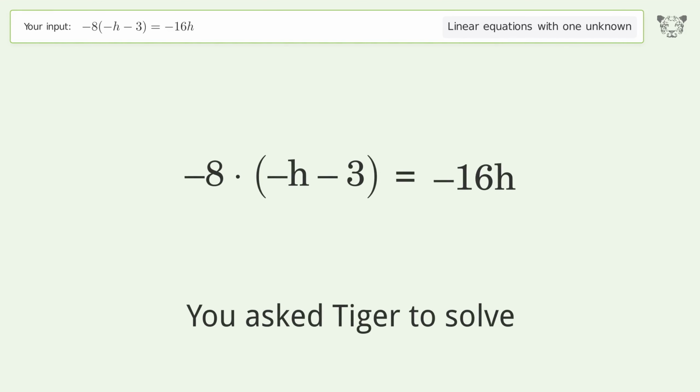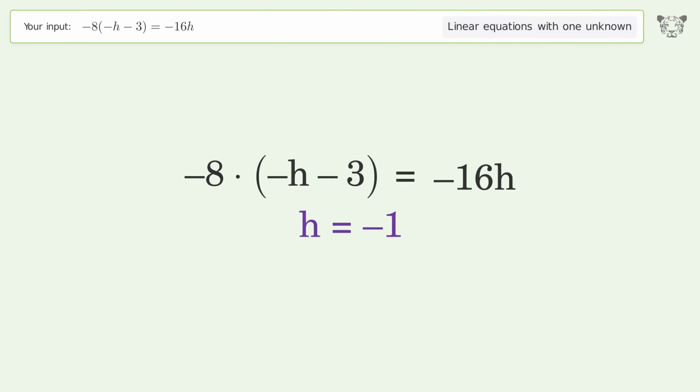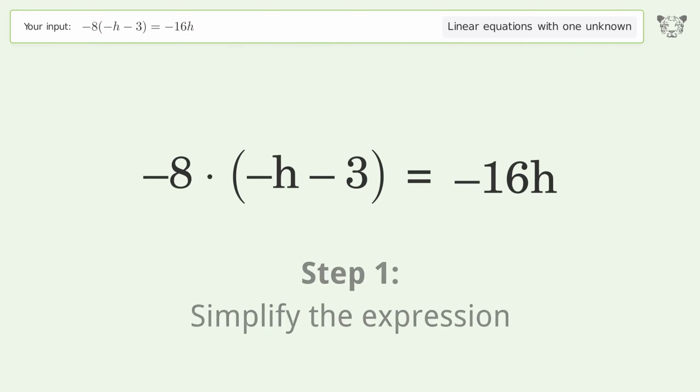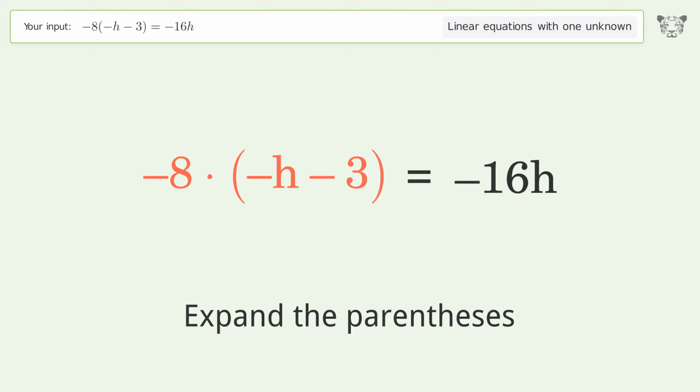You ask Tiger to solve. This deals with linear equations with one unknown. The final result is h equals -1. Let's solve it step by step. Simplify the expression. Expand the parentheses.